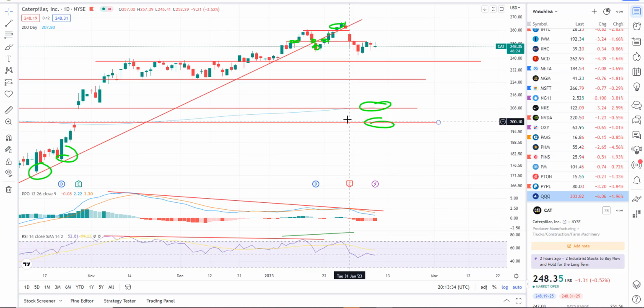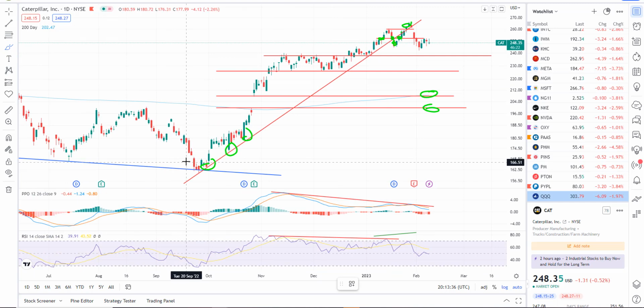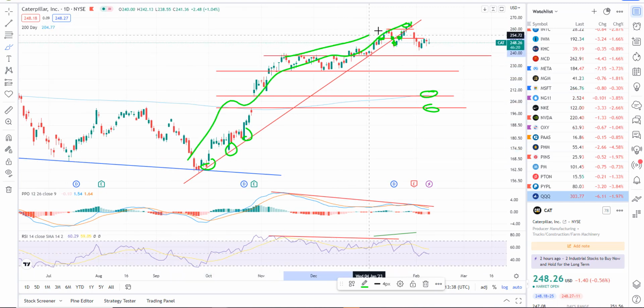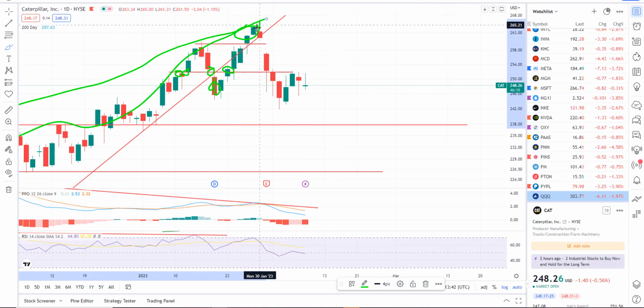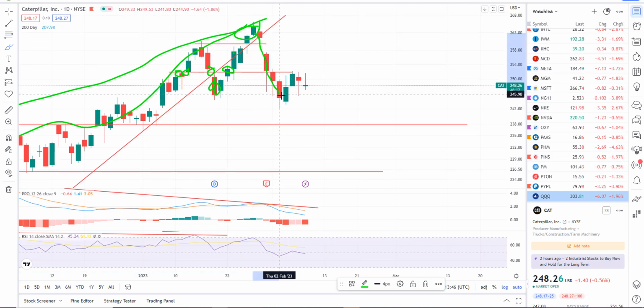Cat's just working its way lower. On Cat, we had a clean uptrend. It's kind of a bearish rising wedge, really. We had a break, backtested for a couple weeks, finally gave it up on earnings, gap down, and we're just working our way lower. So I think we continue down.